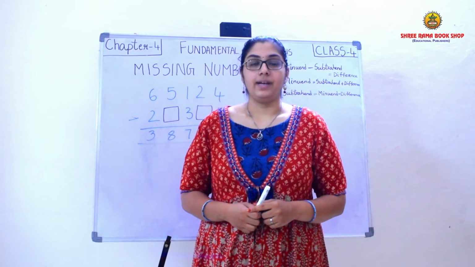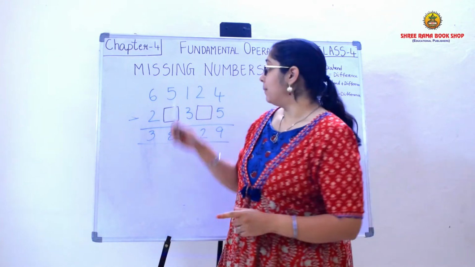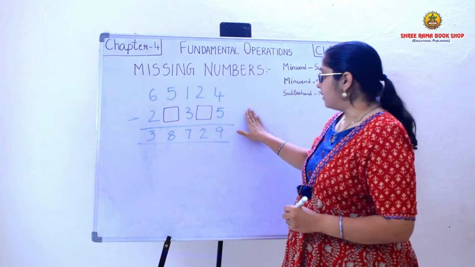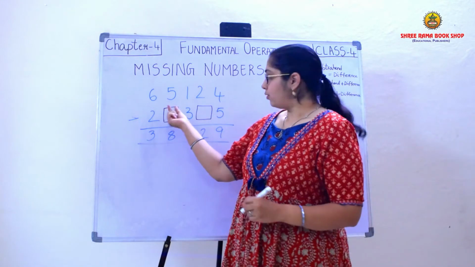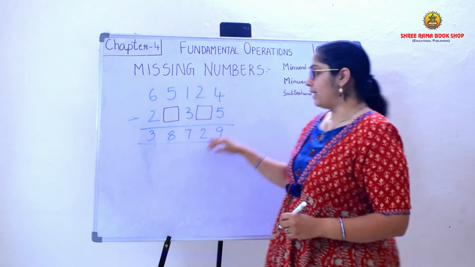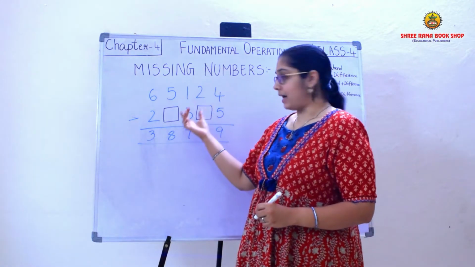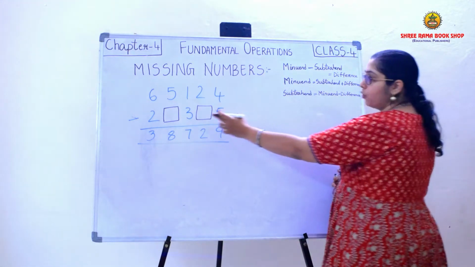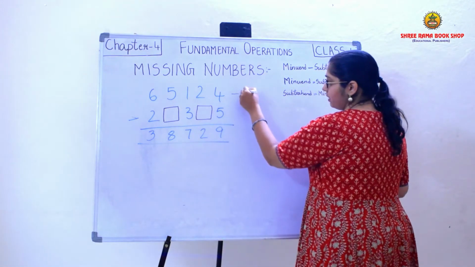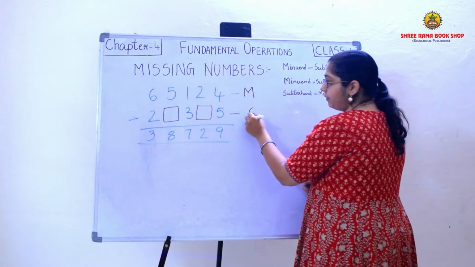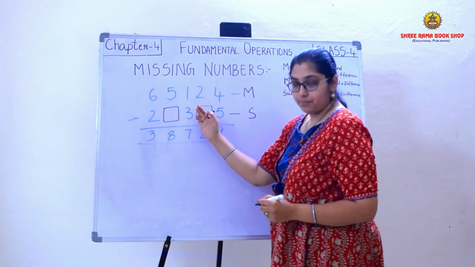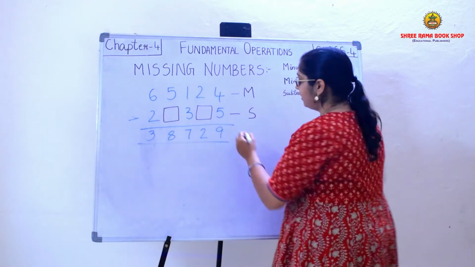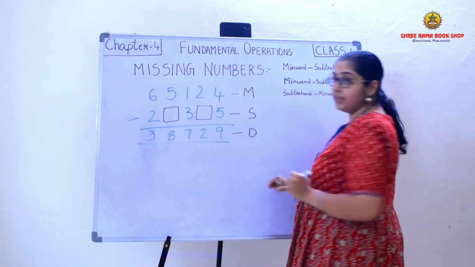Now children, we learn one more new concept, that is missing numbers. So on the board I have a question. Here, before doing the subtraction, how to find a missing number, we will be writing what is minuend, what is subtrahend and what is the difference. So we know that the number before minus is minuend. So this is minuend and this is subtrahend because it is the number after minus, and the difference of both numbers is this, right? So the answer is difference.